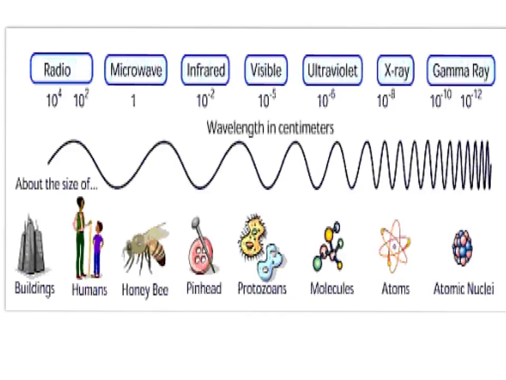This just gives you an idea of just how long and short these different waves are. Radio waves are longer than buildings, which is why they're able to move around buildings and still reach your receiver, your radio. Whereas when we get up to gamma rays, they are much, much smaller, like the size of atoms and the nuclei of atoms.